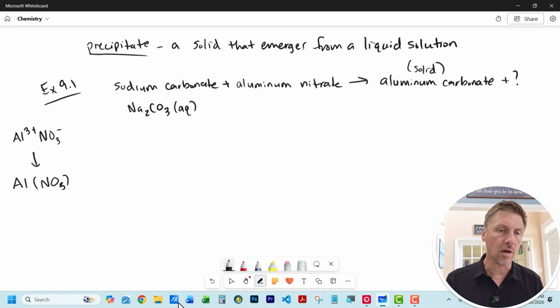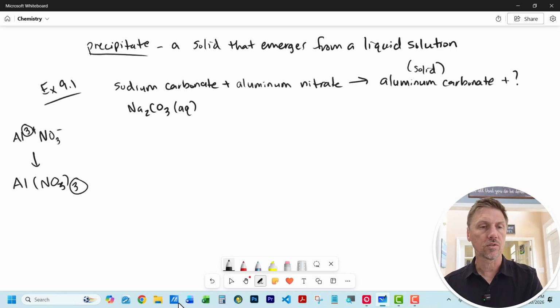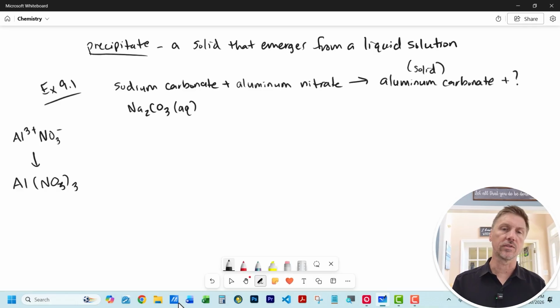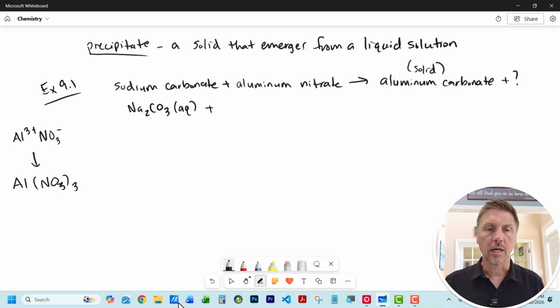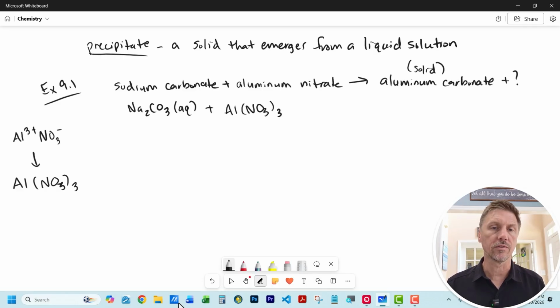So when we swap and drop, we get a 3 out here. Now this 3 again comes from this 3 here, right? That's why we added a 3 to the outside of that. So we're combining sodium carbonate with aluminum nitrate, which we now have determined the formula to be Al(NO3)3, with a 3 on the outside there. Again, this is also aqueous, all right?